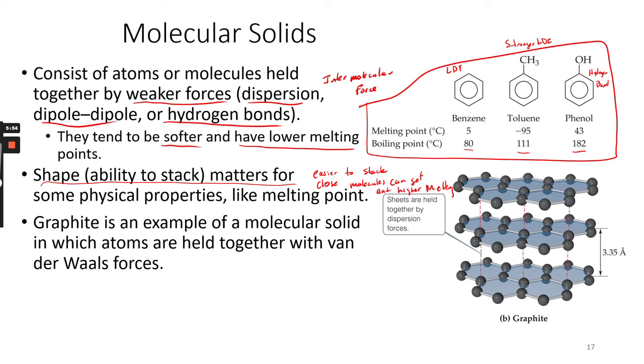This diagram over here is graphite. Graphite is an example of a molecular solid in which the atoms are held together with van der Waals forces. And graphite is used as a lubricant because you have these layers that can slide past each other.